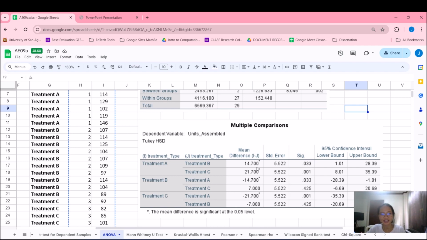So meaning there is a significant difference between treatment A and treatment B in favor of treatment A. So treatment A is more effective than treatment B. And treatment A is also more effective than treatment C because the mean difference is positive and the significance is 0.033 and 0.001 respectively for treatment A versus treatment B and treatment A versus treatment C. And we have treatment B versus treatment C, which is 0.425, so there is no significant difference between treatment B and treatment C. So A versus B and A versus C only.